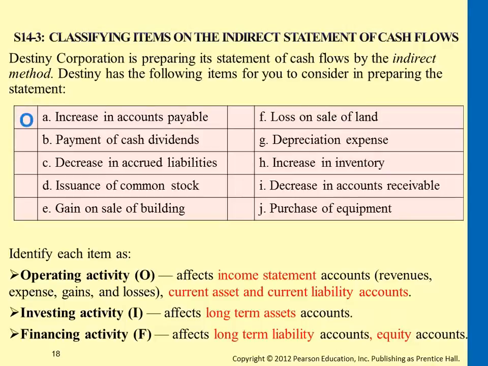Okay, what about B? Payment of cash dividends. Guess again. What is dividend? Dividend is related to, I should say, what is dividend related to? Why is the company giving out dividend? They issued stock before, and they are rewarding shareholders. So what is stock? A type of financing activity.